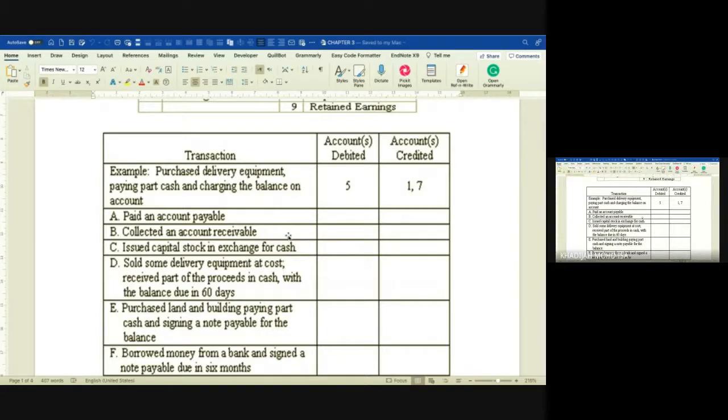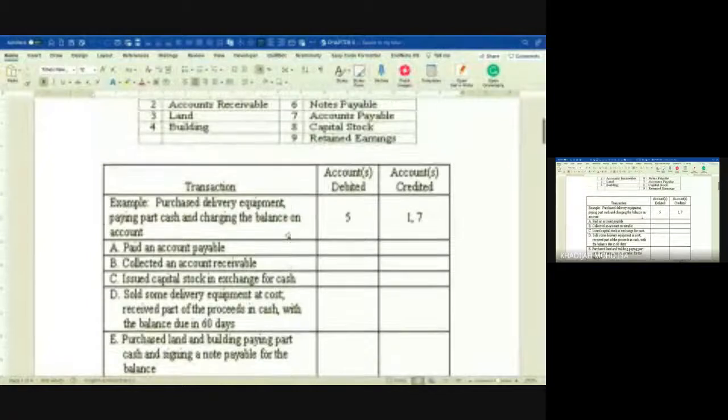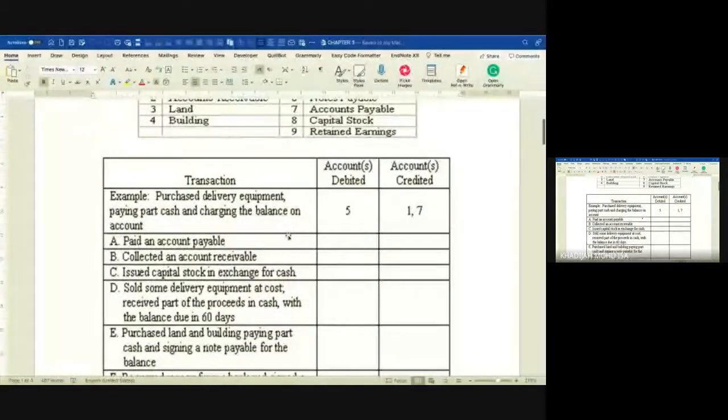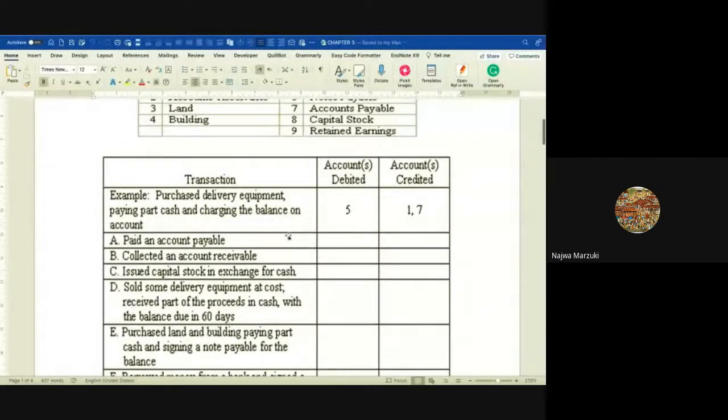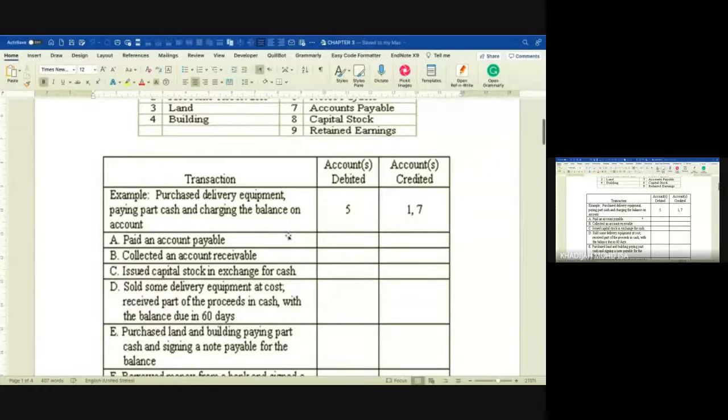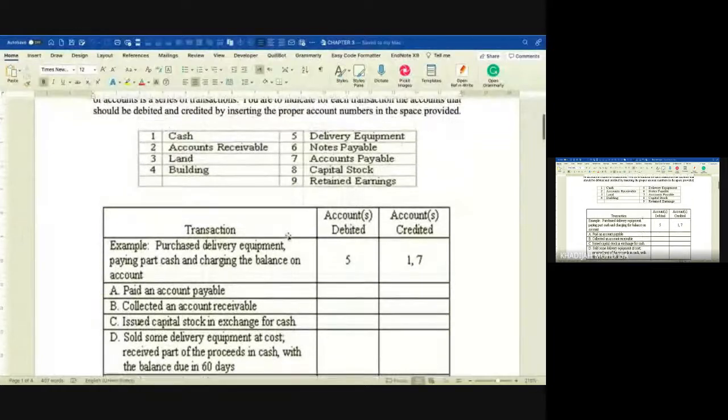So you're going to credit your cash, and also now you have a liability. Why do you credit your liability, accounts payable, account number 7? Because of the increase in liability. Previously you didn't have any accounts payable, but because you purchased your delivery equipment, now you have accounts payable. So you credit your accounts payable, account number 7.